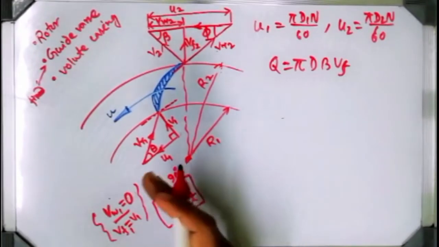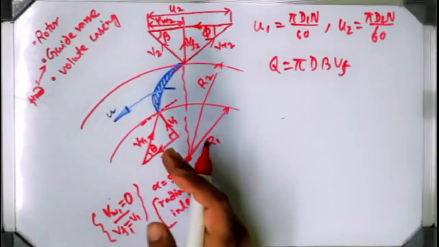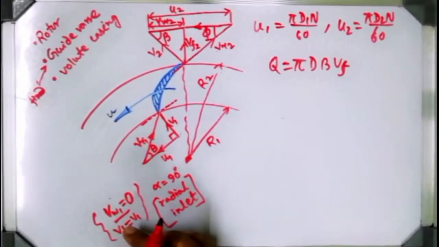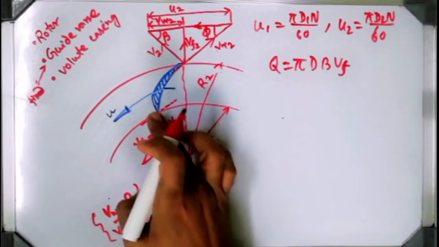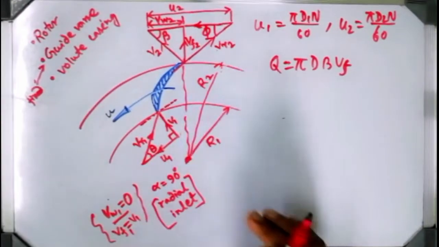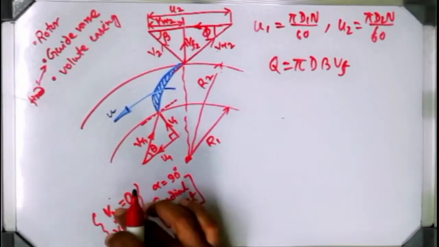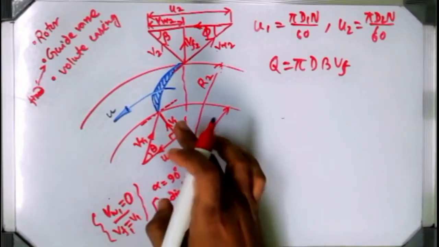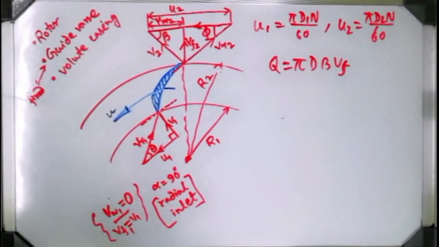Okay, why is it mentioned? Because the geometry of the blade is made in such a way that you can consider the inlet of the fluid to have an axial direction, by which you can consider that vw1 is 0, and vf1 and v1 are actually the same. That way you can construct the velocity diagram.